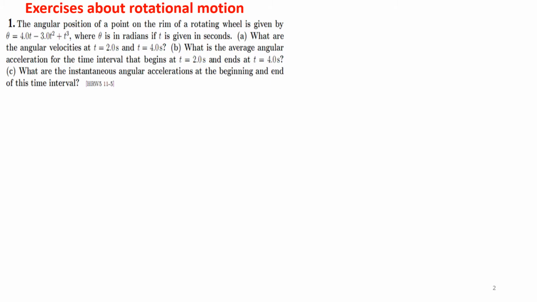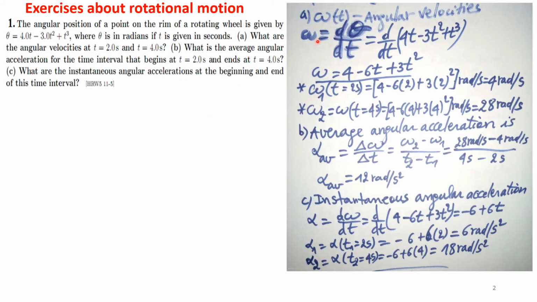Here we need to work together in order to find an answer. We are given the expression of theta as the angular position. Theta is expressed in terms of time, where theta is in radians and the time t is in seconds. Now, to find the angular velocity, we need to use the definition. The first definition for angular velocity states that the angular velocity omega equals the first derivative of angular position with respect to time.